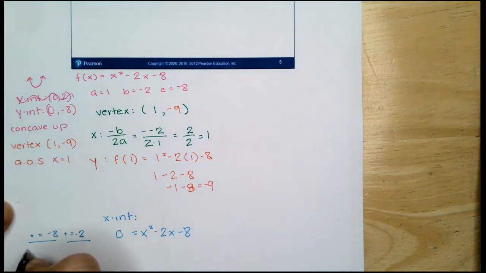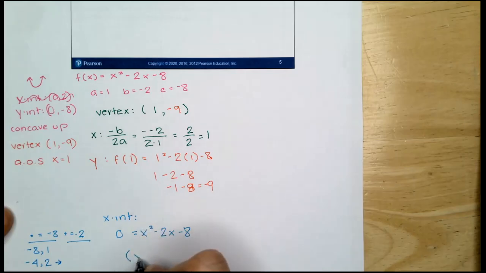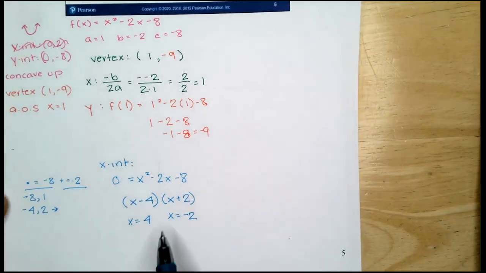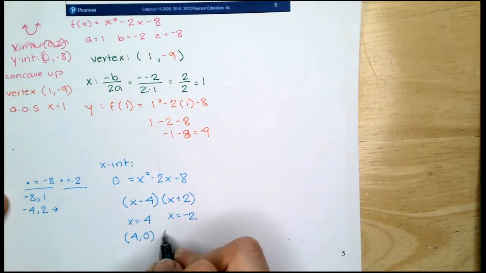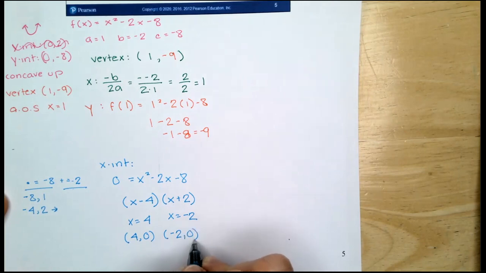So negative 8 could be a negative 8, positive 1, or a negative 4, positive 2, right? I think negative 4, positive 2 will give us a negative 2 when we add them together. So we're going to call this x minus 4, x plus 2, and that means x is 4 and x is negative 2, right? Sorry, you couldn't see that. Good, so my two x-intercepts are 4, 0, and negative 2, 0.